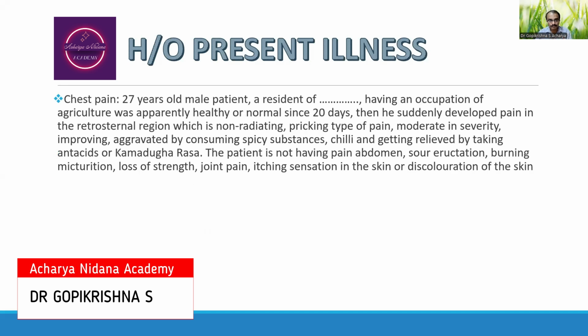Certain examples. The person is presented with chest pain. So this may be the probable way how we are going to write the history of present illness. A 27-year-old male patient, a resident of so-and-so, having an occupation of agriculture, was apparently healthy or normal since 20 days. So here the word apparently healthy refers to the wordings of the patient, not the wordings of the clinician. They are thinking of themselves as apparently healthy or said to be healthy.